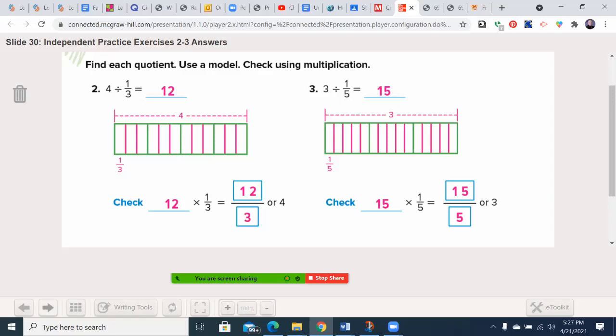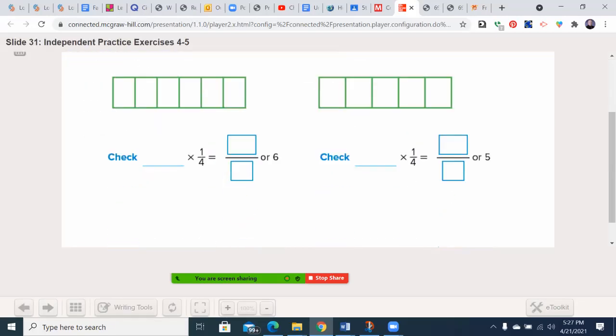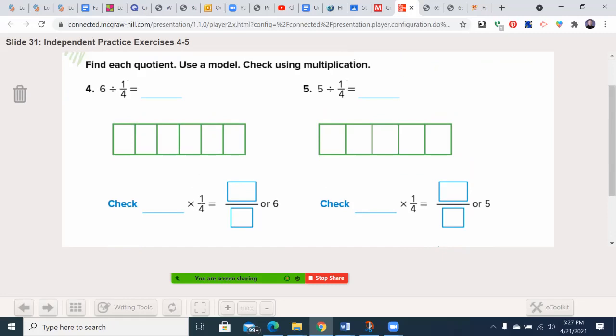Do just a couple more. Do numbers 4 and 5. Pause the video now.